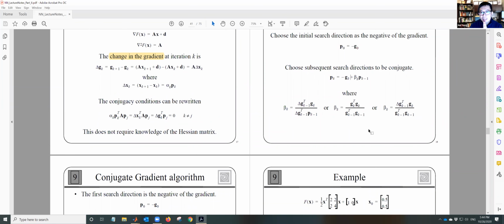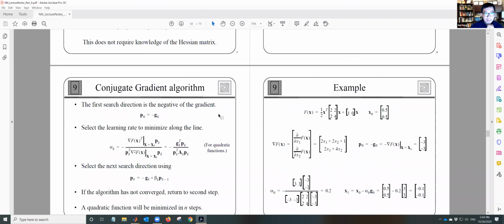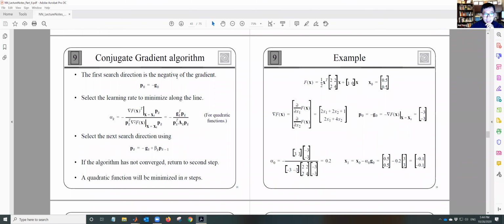So the basic idea is to find out the change in the gradient and leverage the change in the gradient to find a better search direction. Up to this point, this gives us a conjugate idea. Now let's have a look at the detailed conjugate gradient algorithm.